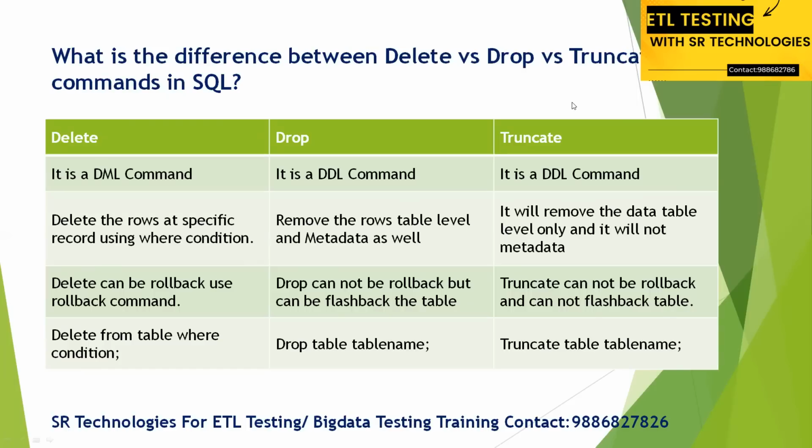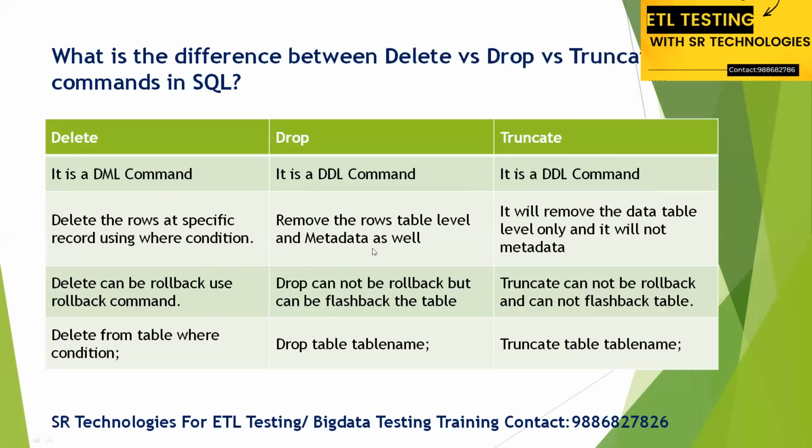First of all, delete is a DML command. When it comes to drop, it is a DDL command. And truncate also is a DDL command. When you are dealing with delete, you can delete the entire table data, as well as a specific row. For example, if you take employee department and you want to delete only a specific row, say employee 100, you can delete it using delete.